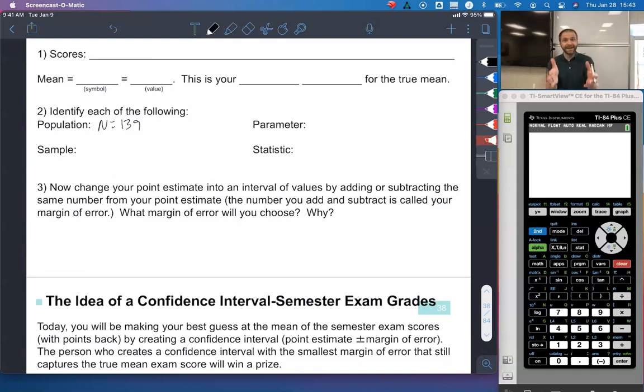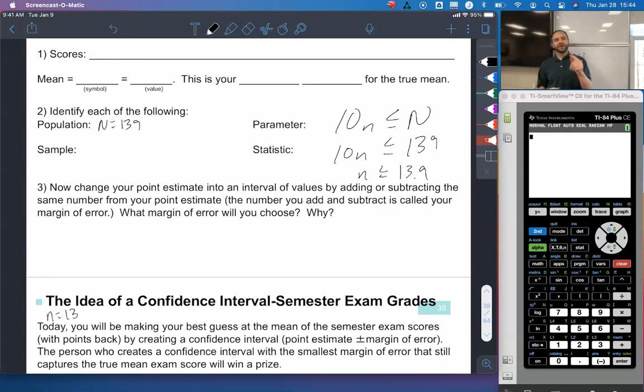So I need to check independence. And if I'm checking independence, that means I need my 10% condition. 10 times my sample size must be smaller than my population. So if my population is 139, then n has to be less than or equal to 13.9. The largest sample size I can collect is 13. That is the largest sample size I can collect without violating independence. So we have that. That's good news.